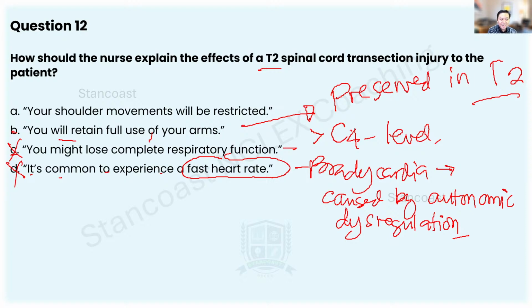So letter A is going to be a wrong answer as well. Your shoulder movement will be restricted. Like I've said, there is no motor and sensory impairment in this level. Okay. Answer is letter B. So recall, guys, your levels of injury.